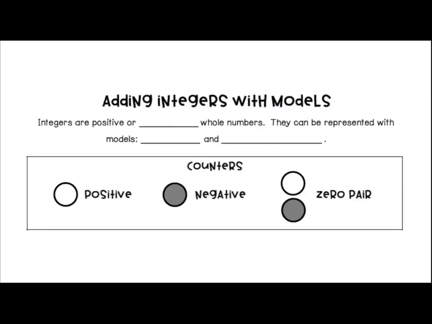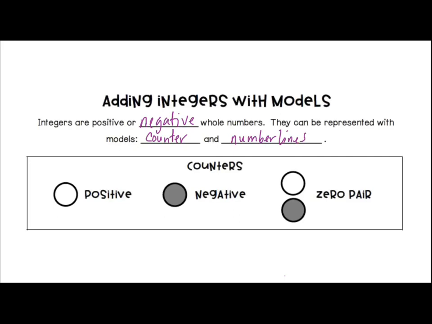Adding integers with models is the way that we're going to introduce our new unit on all operations with integers. As you remember, integers are positive or negative whole numbers. They can be represented with models such as counters and number lines. And we're going to look at both of those, counters and number lines.